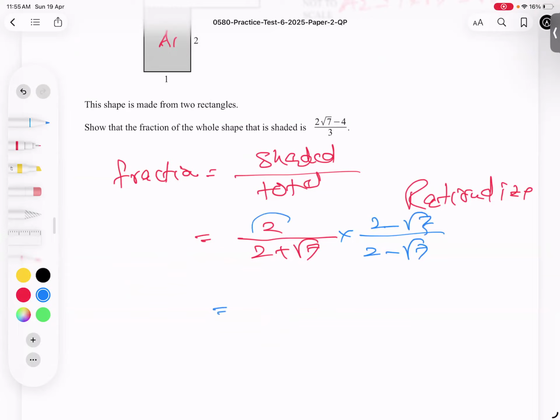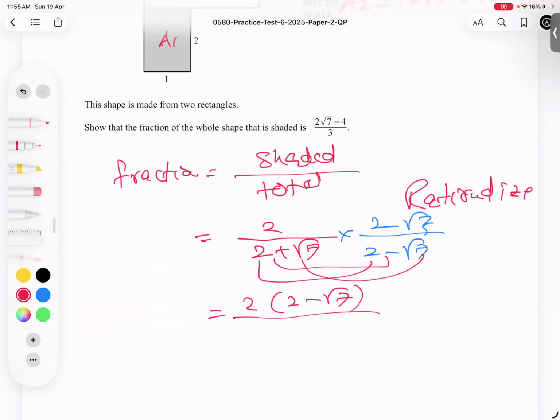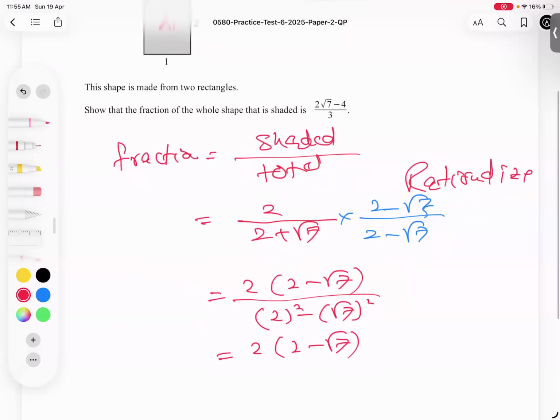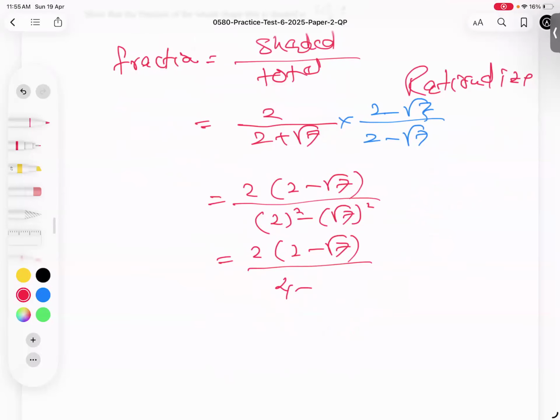So I get 2 times 2, and multiply both, so I get 2 times 2 minus root 7. Down, 2 twos are 4. Or I can say first term matches, second term matches, signs opposite. I can say square of the first term minus square of the second term. So I get 2 as it is, 2 minus root 7. Down I get 2 squared, 4, and this power 2 and root cancel, I get 7. So 2 twos are 4 minus 7, and I get negative 3.